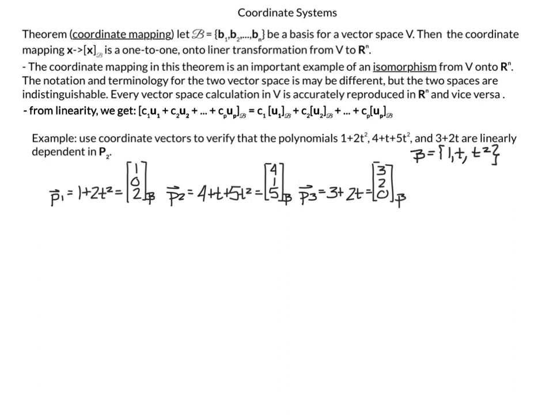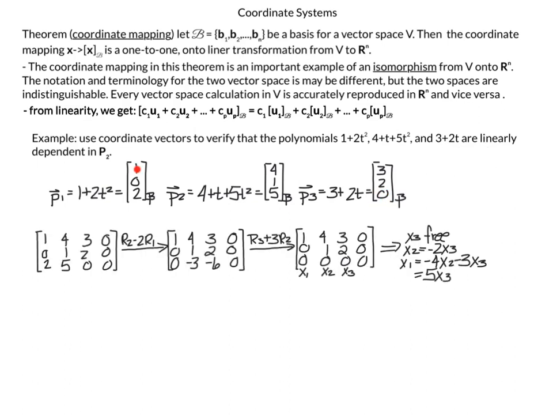So P1, which is equal to 1 plus 2t squared, we have a 1 for our constant, 0 times t, and then 2 times t squared. P2, we have 4 plus t plus 5t squared, so 4 is our constant, 1 in front of the t and 5 in front of t squared. And P3, which is 3 plus 2t, is 3 for our constant, 2 in front of the t, and 0 in front of the t squared.